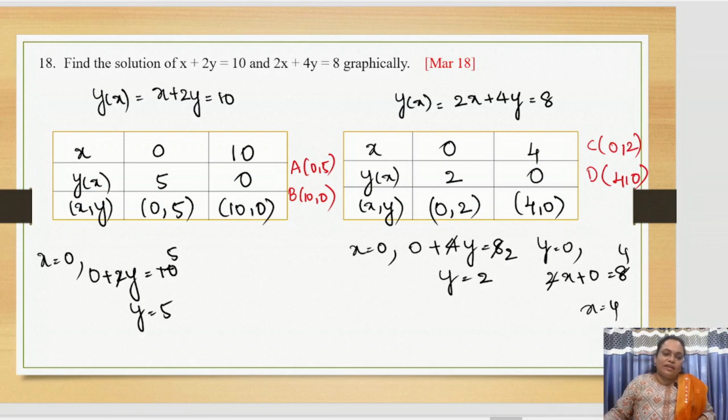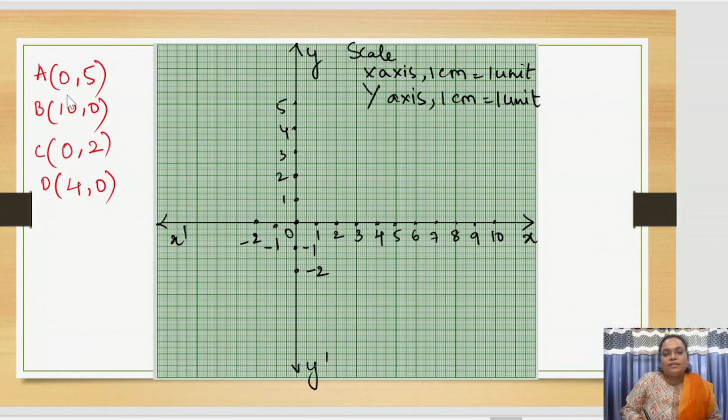Now let us plot the graph. The first point is 0 and 5. 0 on the x-axis and 5 on the y-axis, which is this one. The next one is 10 and 0. 10 on the x-axis and 0 on the y-axis, which is this one. Okay. So let us join these 2 points. So this is A and this is B point.